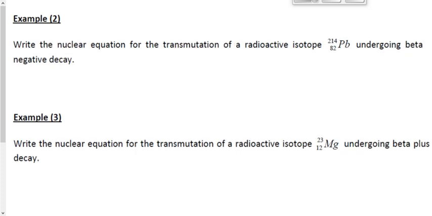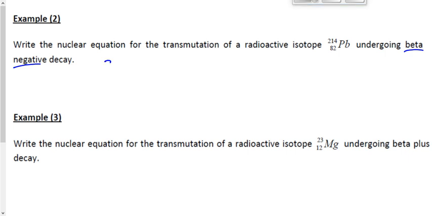Second one says write the nuclear equation for the transmutation of a radioactive isotope lead-214 undergoing beta negative decay. By the way, I specify here that it's beta negative decay, but if it doesn't specify, you can assume it means beta negative. Okay? It says beta negative, that's what it means. It says beta positive, that's what it means, beta positive. If it just says beta, then assume beta negative.